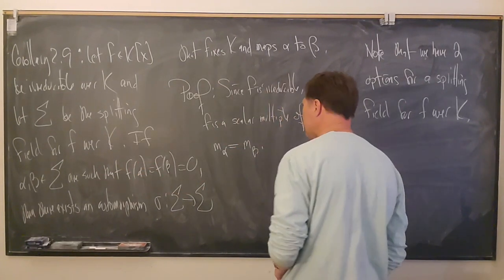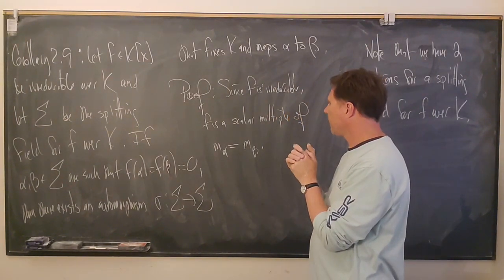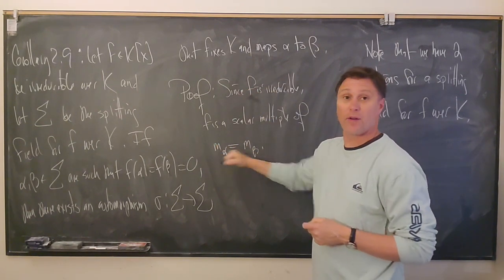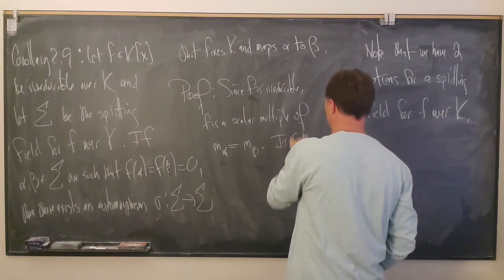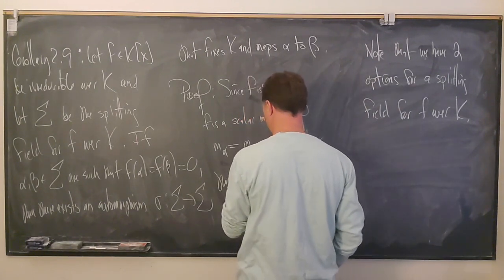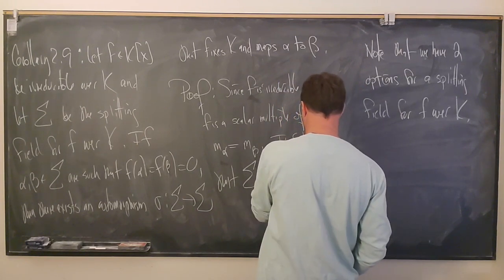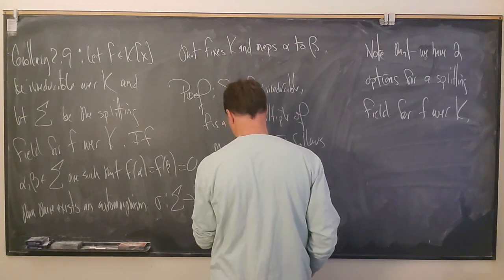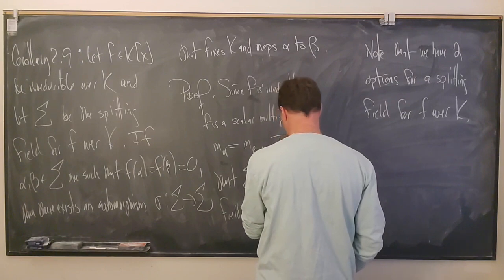So what does that tell us then? It tells us that sigma is the splitting field for f, which means it's the splitting field for m sub alpha and m sub beta. So it follows that sigma is the splitting field for m sub alpha, which equals m sub beta.